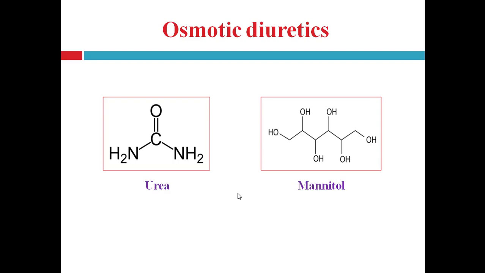Last one is osmotic diuretics. Examples are urea and mannitol. As we know the structure of urea, NH2, CO, NH2, a carbonyl group attached to 2 primary amino groups, NH2, CO, NH2. And the second one is mannitol.